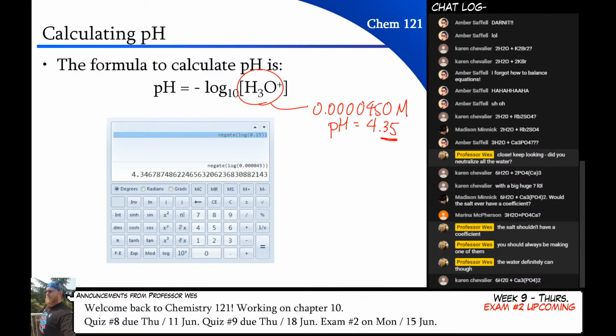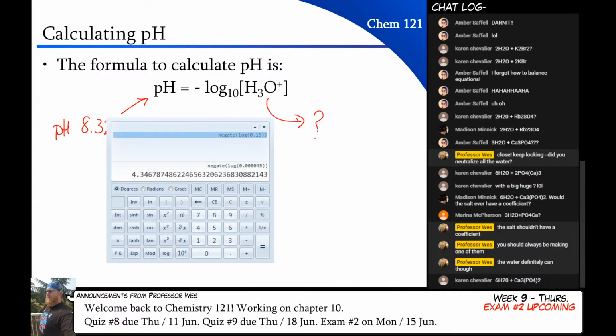Alright, so that's how we use the formula to calculate pH. Now here's a question for you. What if I gave you the pH and I wanted you to tell me how much acid is in there? How do you go backwards? Anybody know the function that's the opposite or inverse of log? Like if I said my solution is pH 8.32. How much acid's in there? How would you find that out?